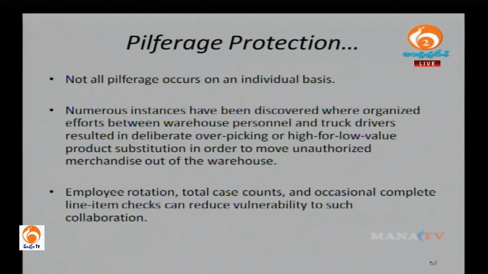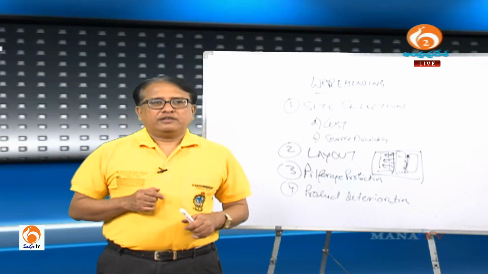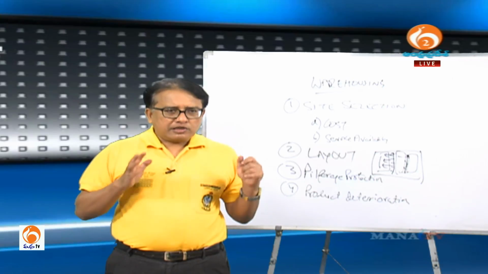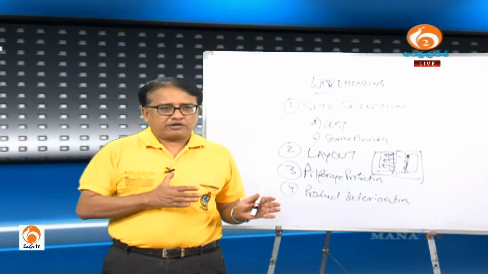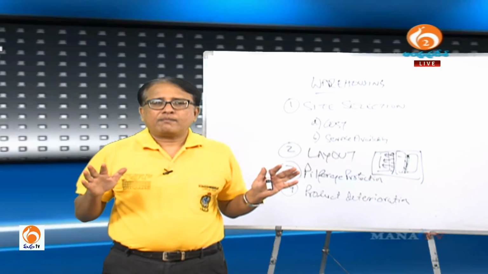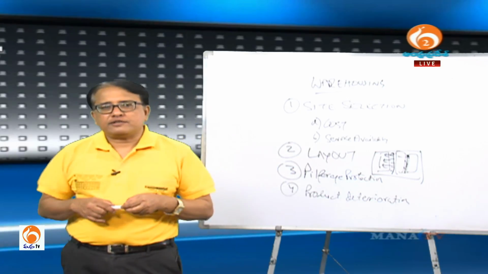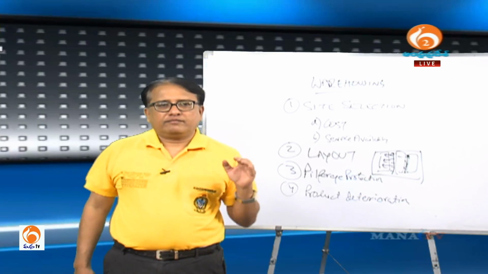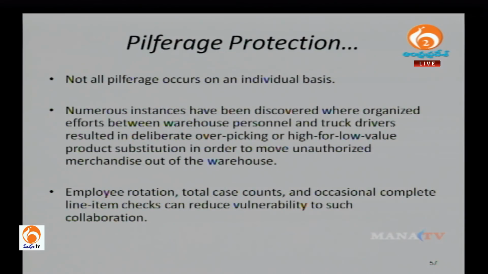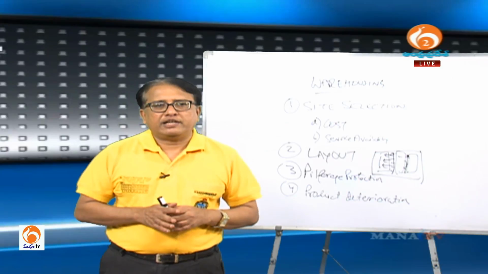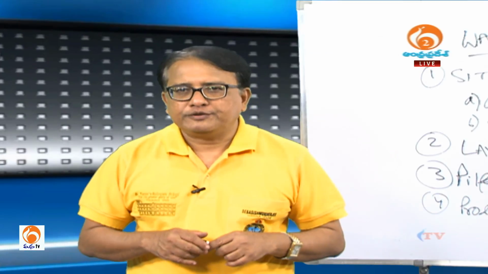So, if we go back to the slide once again: product substitution, employee rotation, total case count, occasional complete line item check. So, what do we do? We ensure that the same employees do not work together at the same time. So, we rotate the employees. That actually breaks the possibility, stops the possibility of forming a group.